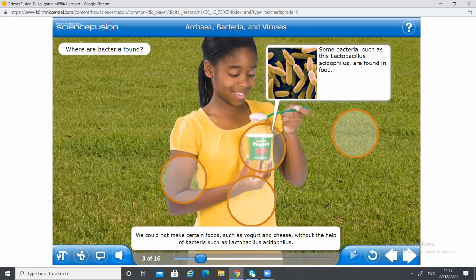Those present in yogurt and cheese are good bacteria, which are good for your stomach. You know, whenever you're sick, your mother says eat yogurt, it is better for your stomach. It cools our body.